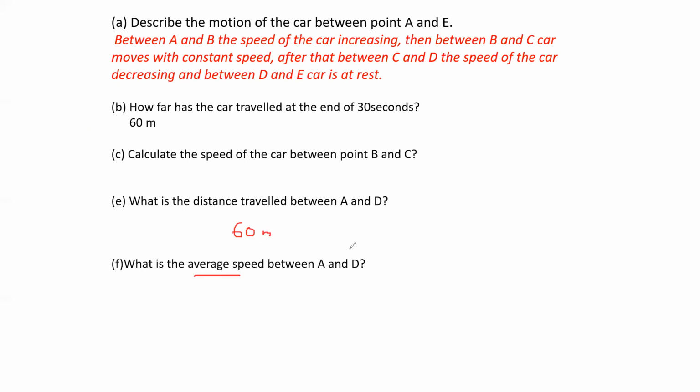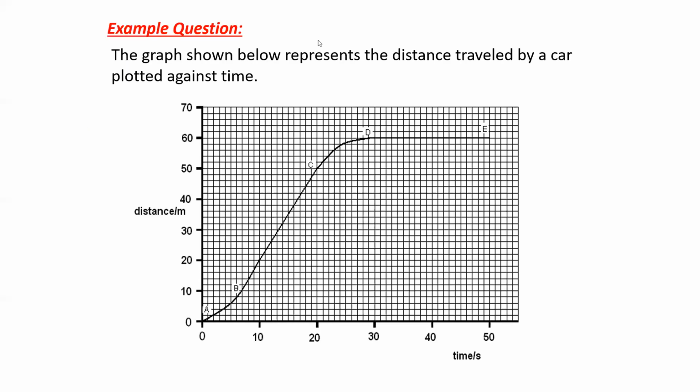Then what is the average speed from A to D? The average speed is the distance divided by time. So the total distance from A to D is 60 meters, and the total time it took, because A is at 0 and D is at 30, is equal to 30. So 60 divided by 30 is equal to 2 meter per second. The average speed will be 2 meter per second for this object.